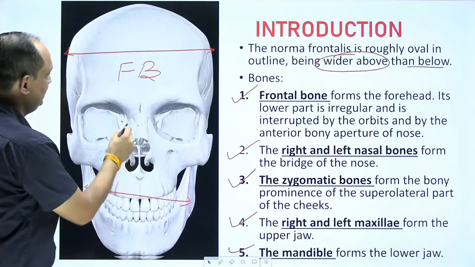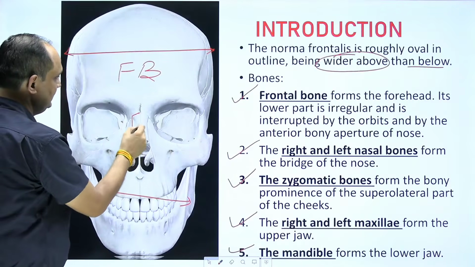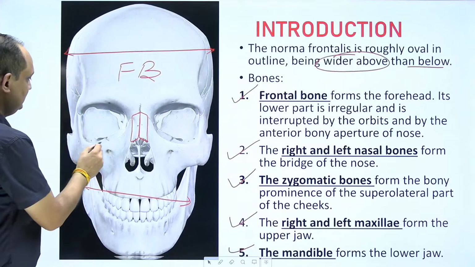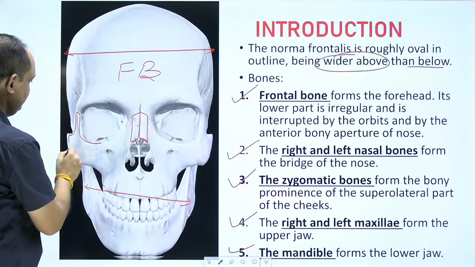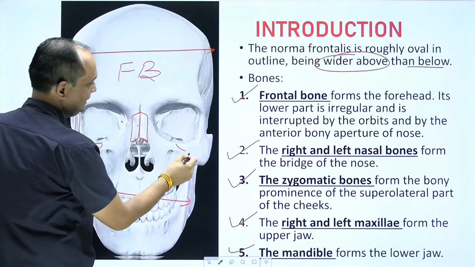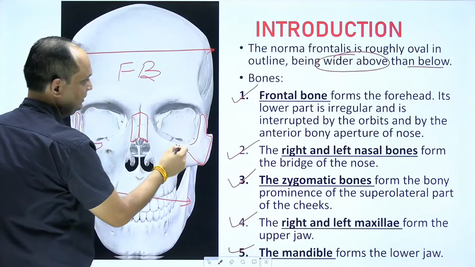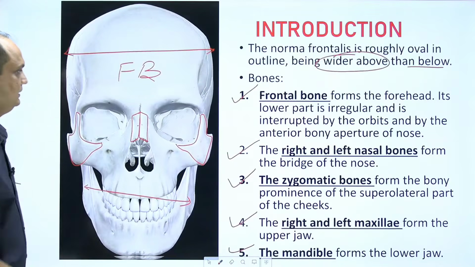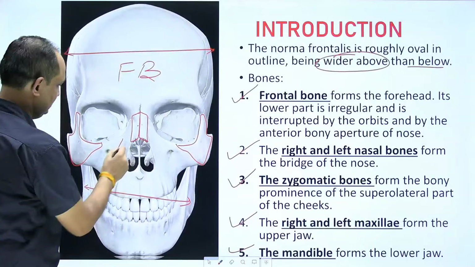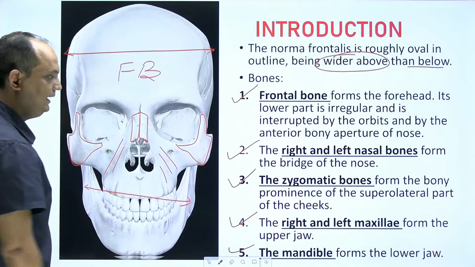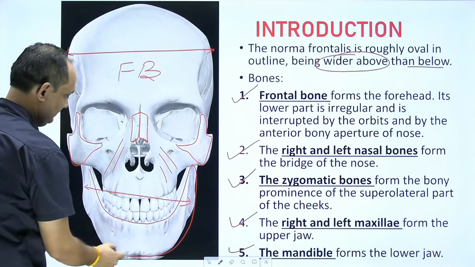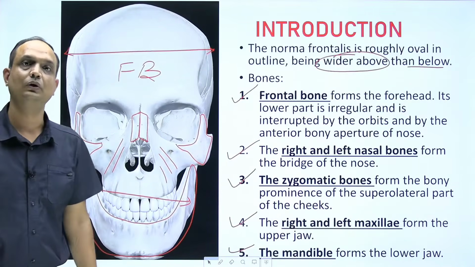Below that you will find these two short right and left nasal bones which are present on the front of your skull. Apart from that, you will have the two zygomatic bones which are present on the sides and are known as cheekbones. Then the bones present here are your right and left maxilla. These are the two maxillary bones, and you have a single bone present here, the mandible, which is going to form your lower jaw.